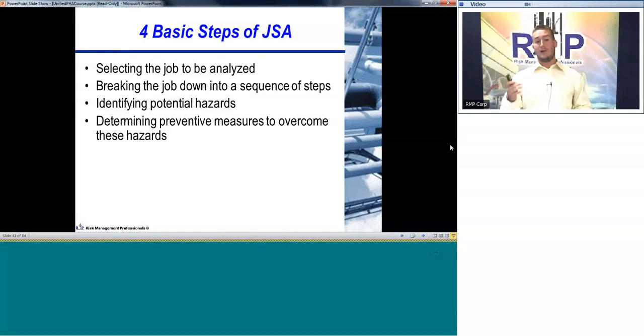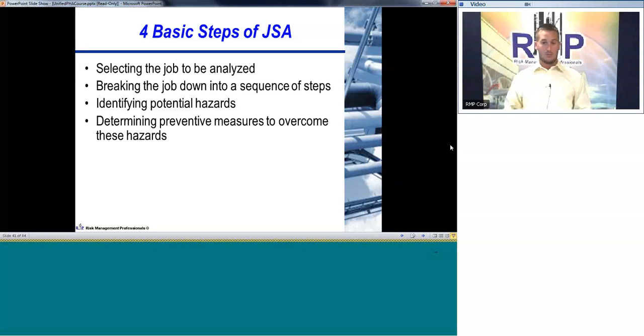So, determining prevention measures to overcome these hazards. We've identified our hazards, falling off and dropping things on someone, so what we want to do is put some prevention measures in place. You want to probably tie off. You don't want to fall down and hit the ground or the platform, because it's going to hurt. You don't want to fall on somebody, and then you probably want to rope off the area. You don't want to drop your equipment or tools on someone else. So there are the four basic steps and a pretty simple example. However, this could be carried over to more complex systems and operating procedures.